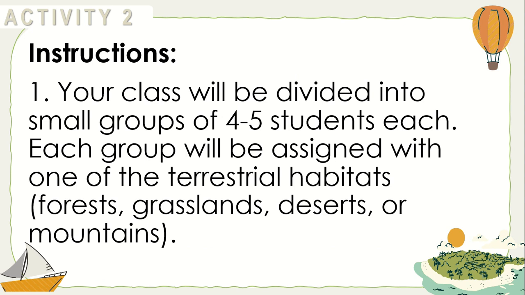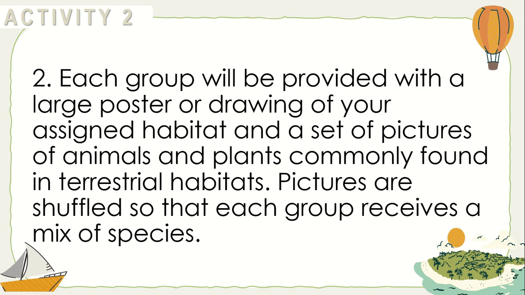Instructions: your class will be divided into small groups of 4 to 5 students each. Each group will be assigned one of the terrestrial habitats. It could be forest, grassland, desert, or mountains. Each group will be provided with a large poster or drawing of your assigned habitat and a set of pictures of animals and plants commonly found in terrestrial habitats. Pictures are shuffled so that each group receives a mix of species.